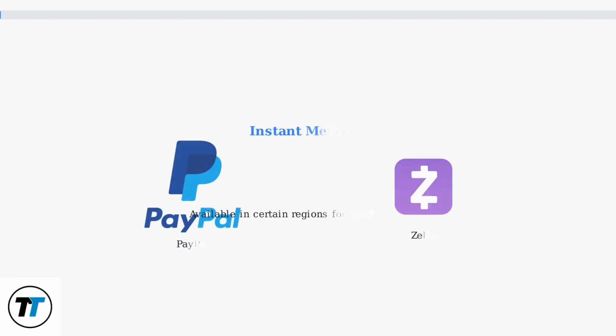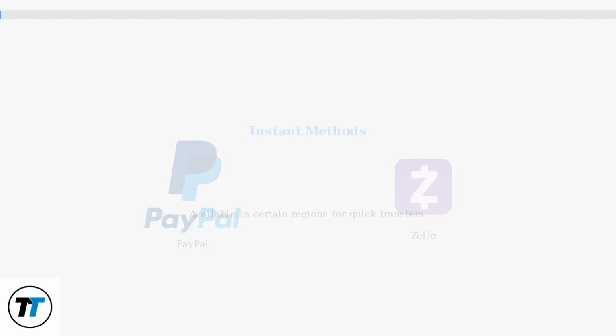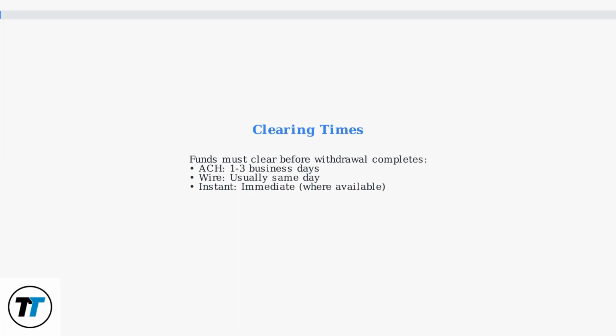For instant transfers, IBKR supports methods like PayPal and Zelle in select regions. These allow faster access to your funds, but check availability based on your location. Important to note that all methods require funds to clear. ACH transfers typically take 1 to 3 business days. Wires are often same day, and instant methods provide immediate access where supported.